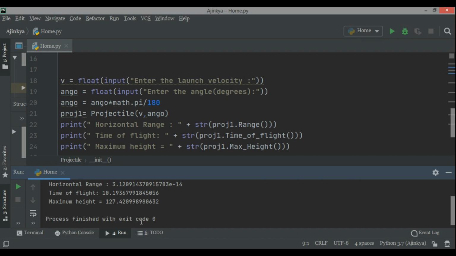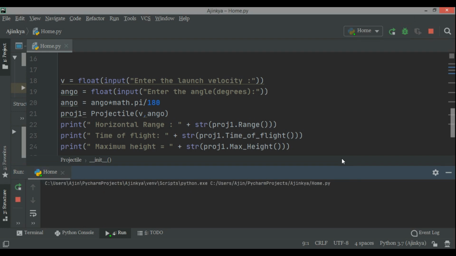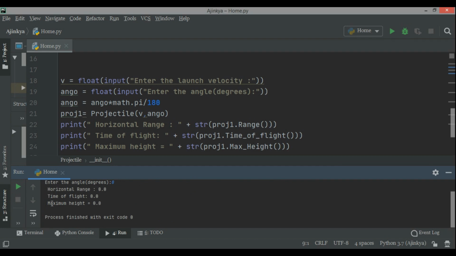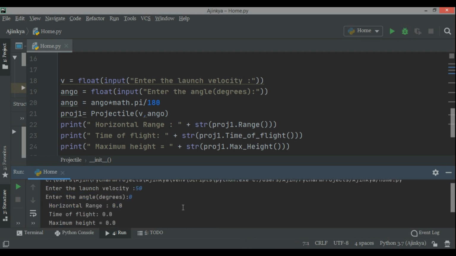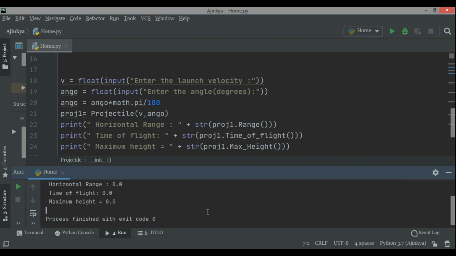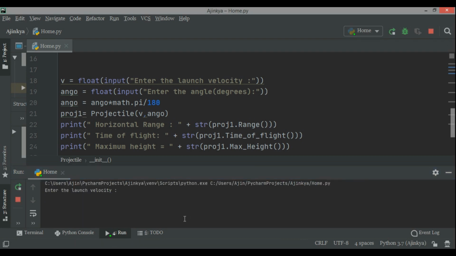So this is the real difference between the computer and mathematics, because mathematics is an exact science and the computer has some approximation. Here I said the angle of launch is 90, so the horizontal range is 0 in theory, and the time of flight and maximum height are computed accordingly. So these are the limitations of the programming language, the platform, or the machine, but physics is doing its job perfectly.